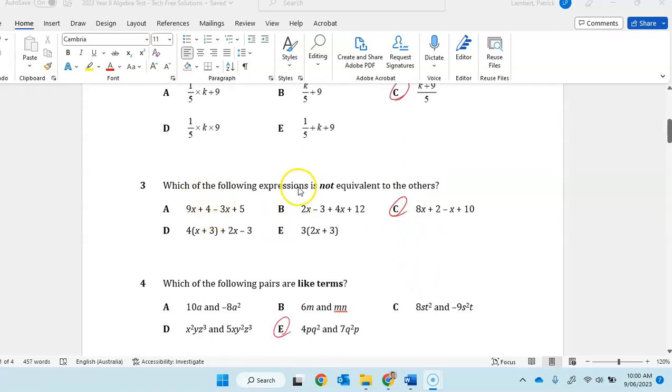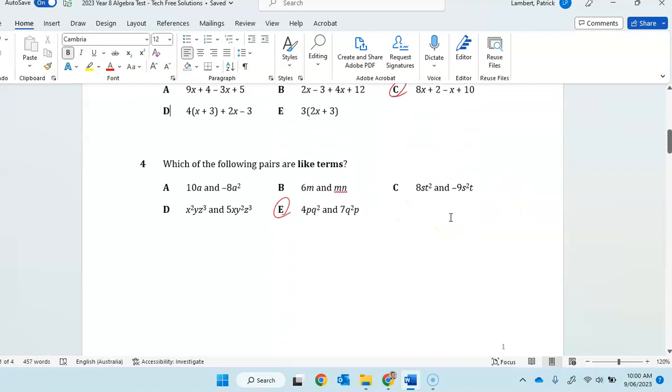Here, which of the following expressions is not equivalent to the others? You'll see that this 8x minus x gives 7x, whereas this one gives 6x, B gives 6x, 2x plus 4x, and then D gives 6x, 4x plus 2x, and E gives 6x. So this is the only one that gives 7x.